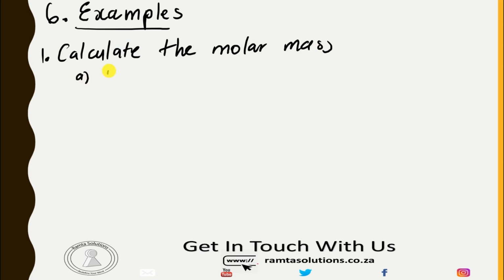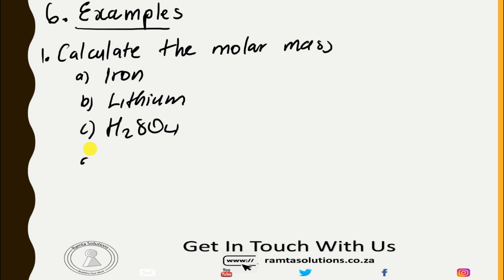A, iron, B, lithium, C, I'm going to take H2SO4, D, I'm going to take KOH. Okay, I'm going to take KOH. All right, so now let's start.